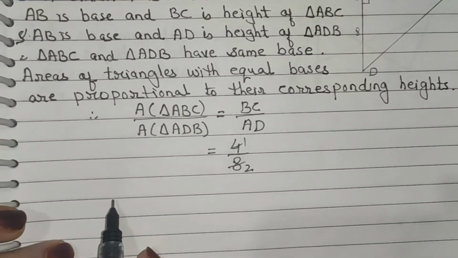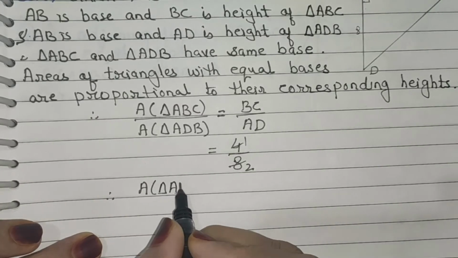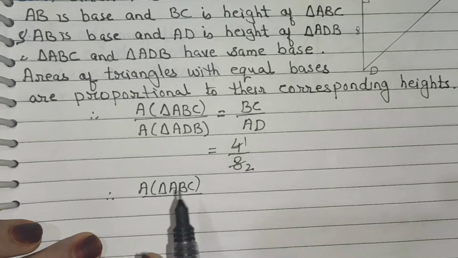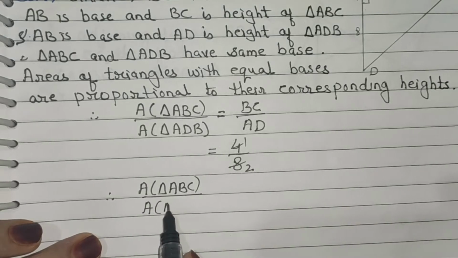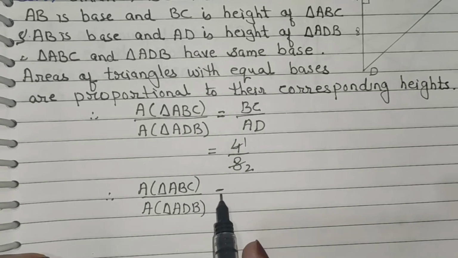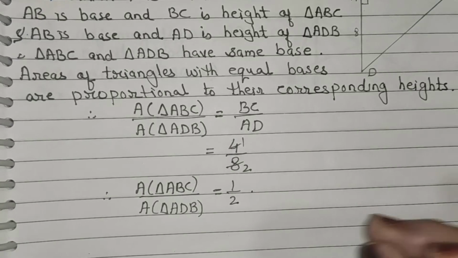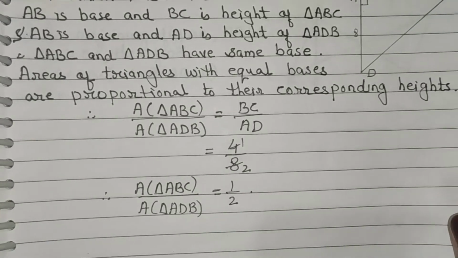Therefore, the area of triangle ABC upon the area of triangle ADB is equal to 1 upon 2. It is the answer of the second question.